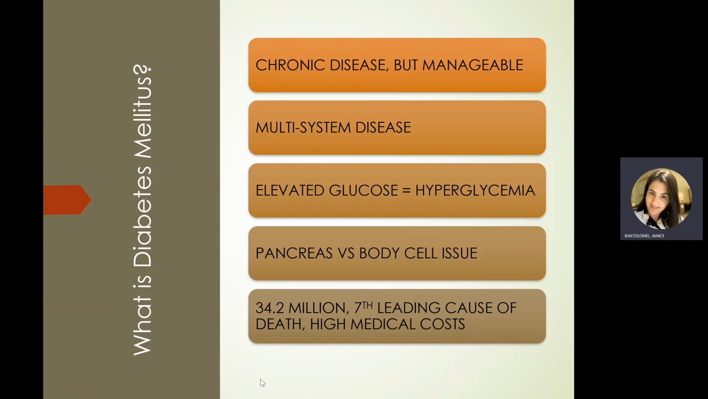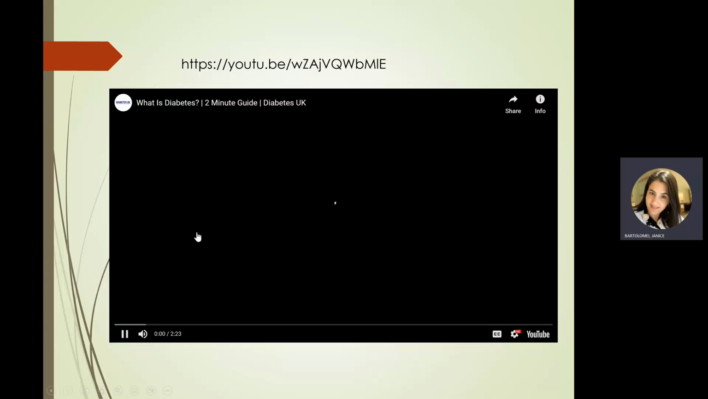It causes a lot of burden, financial burden on patients. It causes a lot of medical costs. It's the seventh leading cause of death in the United States. And the book says that it's 34.2 million people suffering from diabetes currently. And now this number is ascending every year. So let's look at a little video here.